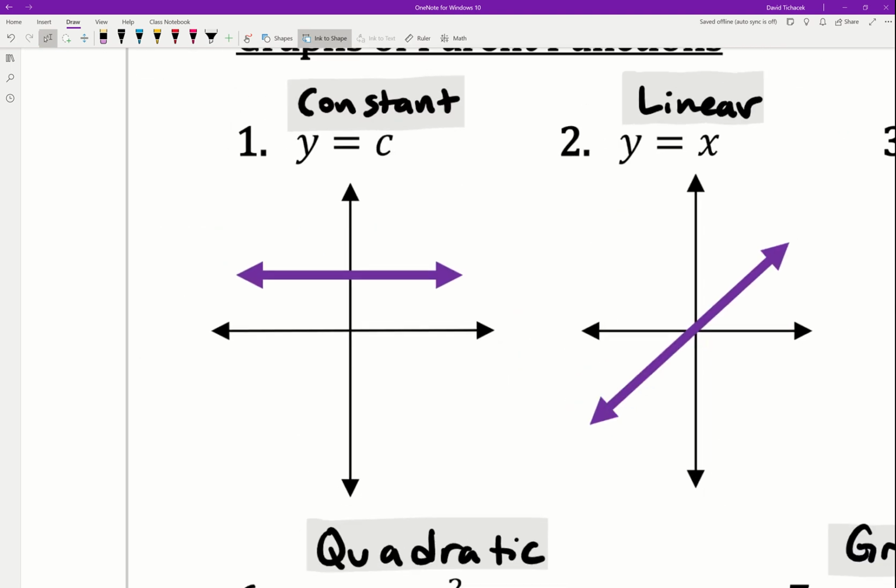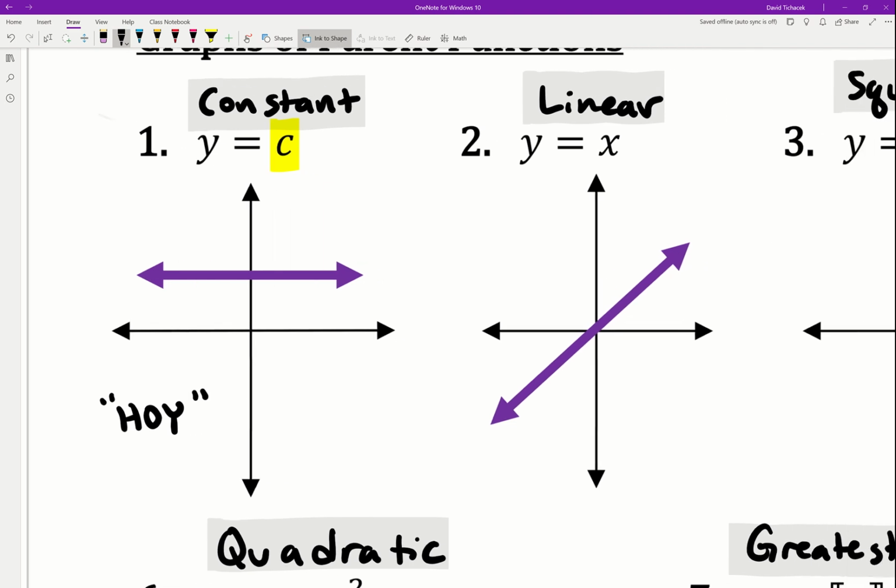We first have our constant functions, and of course these are the functions whose function formula looks like y is equal to just some number, right? These would correspond to what you might have referred to as a horizontal line in a previous algebra course, okay? So y equals a number. You guys know that those always correspond to horizontal lines.